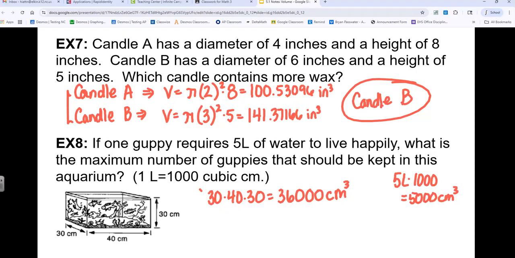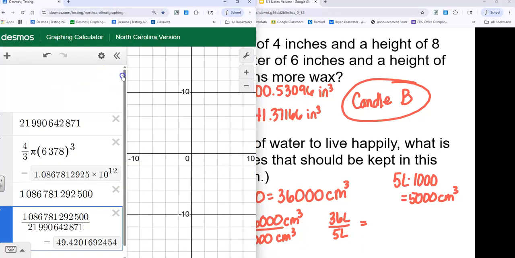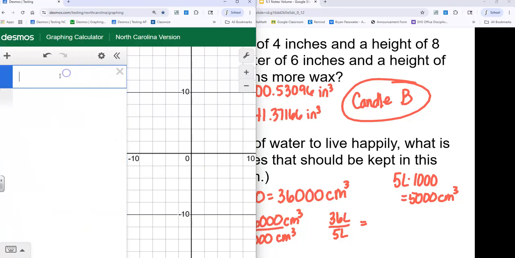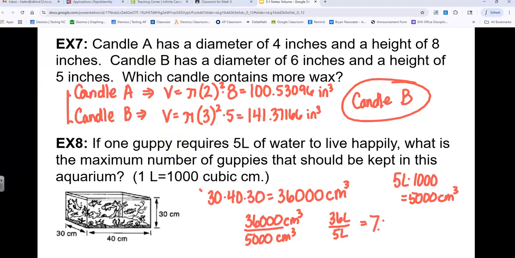What do we have to do to figure out how many can fit in this tank? Good. So we'll get 36,000 cubic centimeters divided by 5,000 cubic centimeters, or you may have done 36 liters divided by 5 liters. That'll work also. Either one of those, whenever you type it in, 36,000 divided by 5,000 is going to give you 7.2.